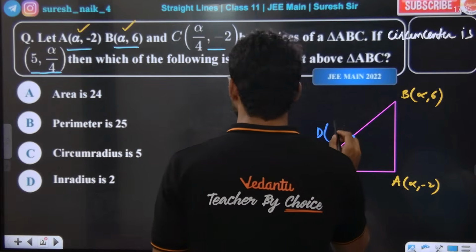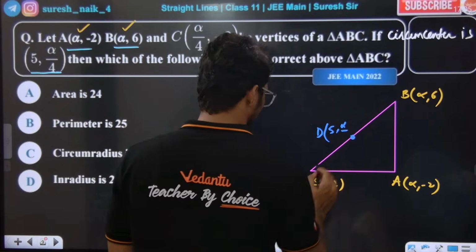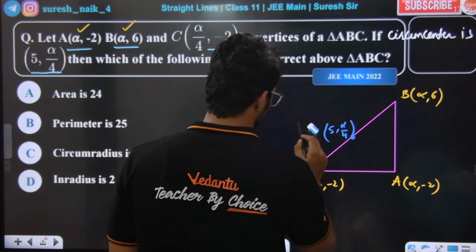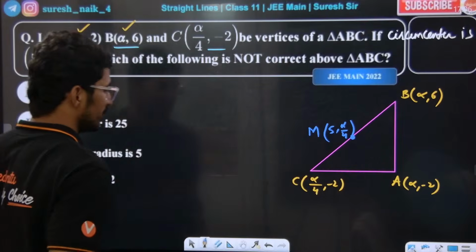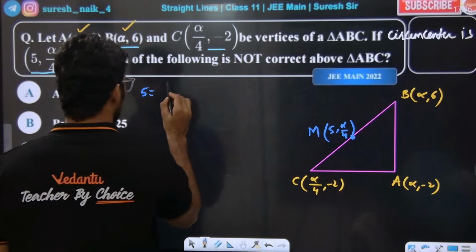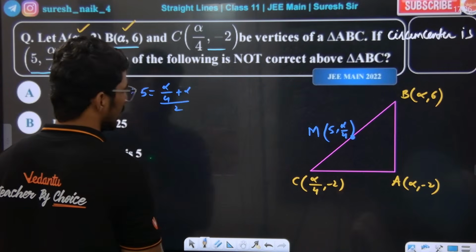D point is what, sir? 5 comma alpha by 4. D point is the midpoint, and when I say midpoint, we denote it with M. No problem. M is the midpoint of BC, right? So 5 is equal to what? Alpha by 4 plus alpha by 2, right?